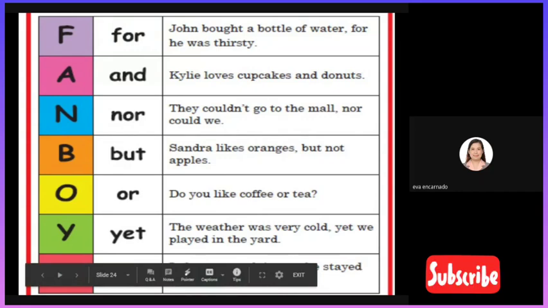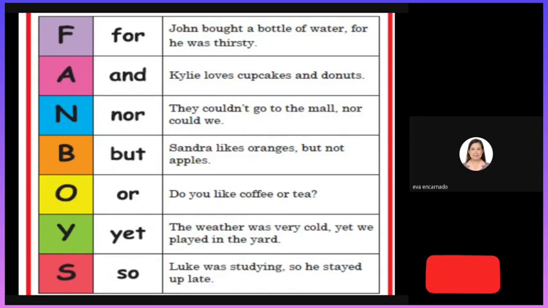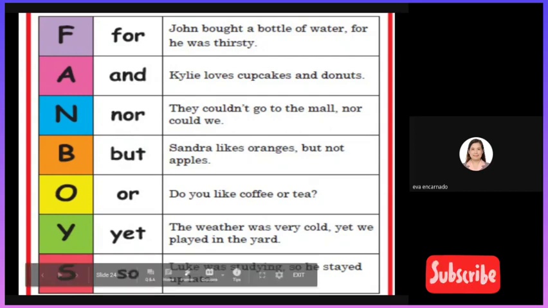Next, so, Luke was studying. So, he stayed up late. This is a compound sentence. Dalawang independent clause, okay, joined by coordinating conjunction. So, Luke was studying, that is your independent clause. And then so is your coordinating conjunction. He stayed up late is your another independent clause. Okay.